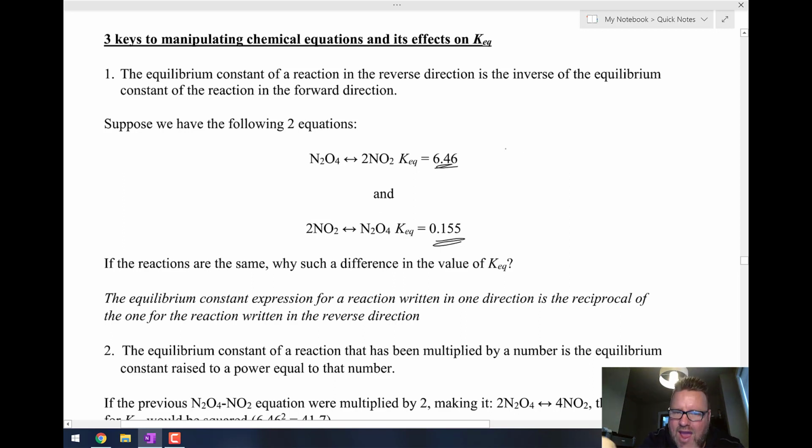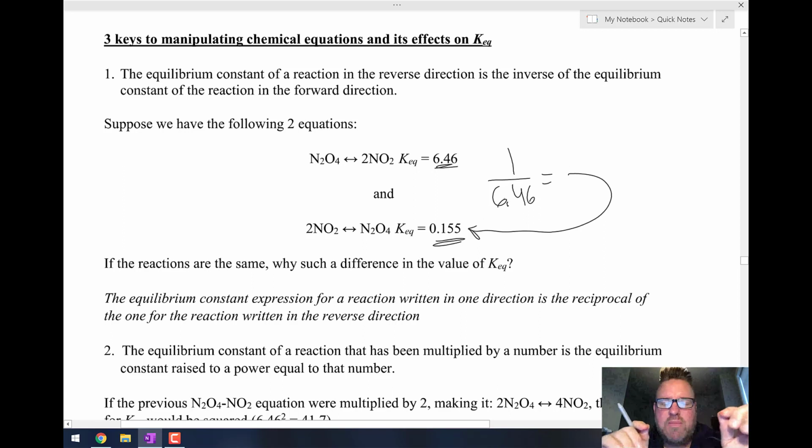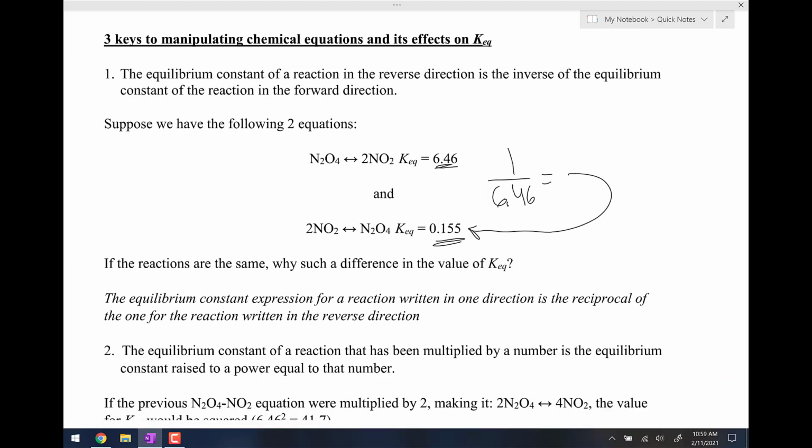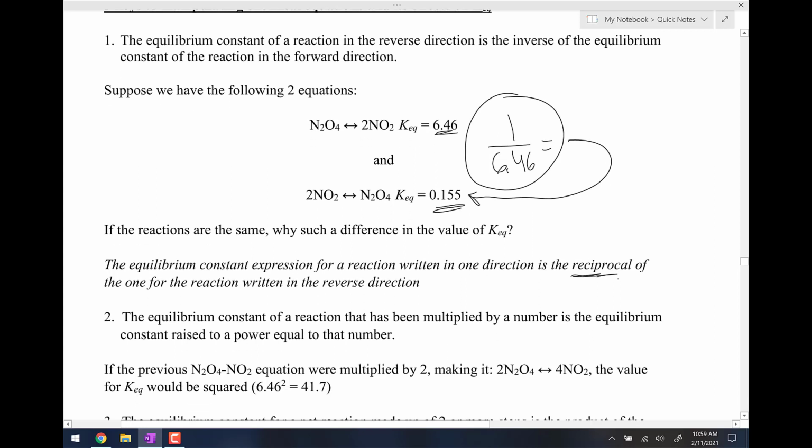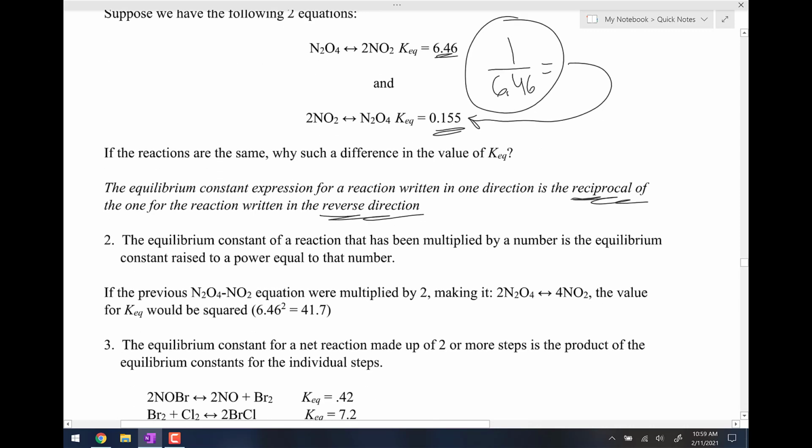And if you take the reciprocal of 6.46, which is 1 over 6.46, guess what you get? 0.155. So when you have a chemical equation and you flip it and you put the reactants as the products and the products as the reactants, what do you do to the equilibrium constant? You take the reciprocal. It is the reciprocal of the one written in the reverse direction.